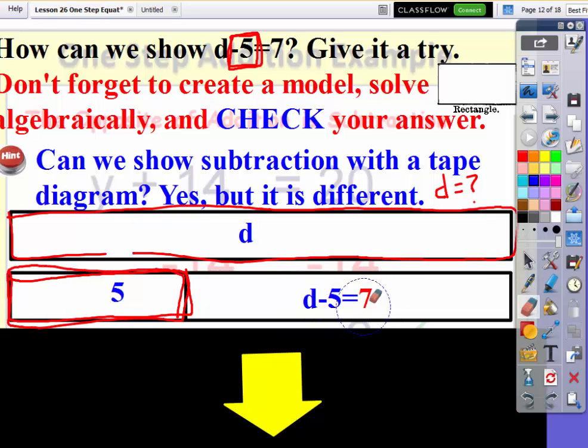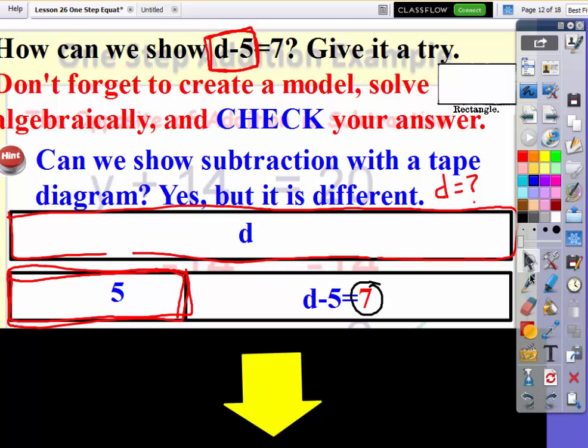Now, here's my other part. Well, Mr. Wimbley, how'd you get this D minus 5 equals 7? Isn't that just the same as saying it's taking away 5? Well, what I'm looking at is, I know what this whole part is up here. This D minus 5, I know that equals 7. So what I'm looking at down here is this 7 portion. Because D take away 5 is 7. Here I'm taking away just 5. Here I'm taking away D take away 5.